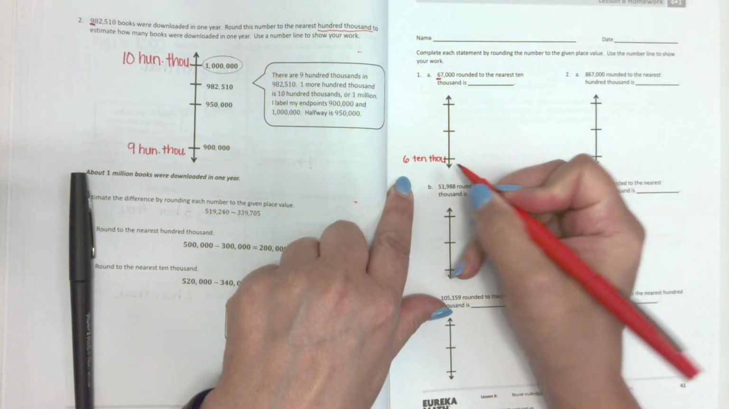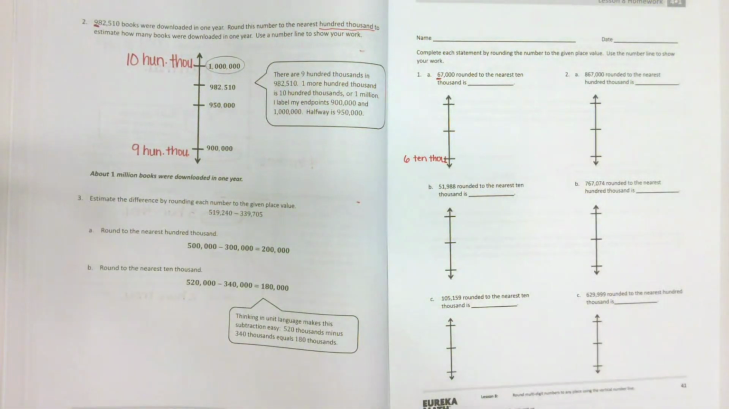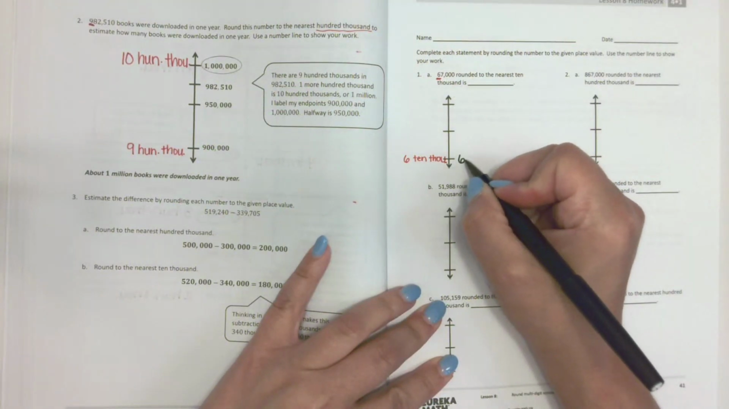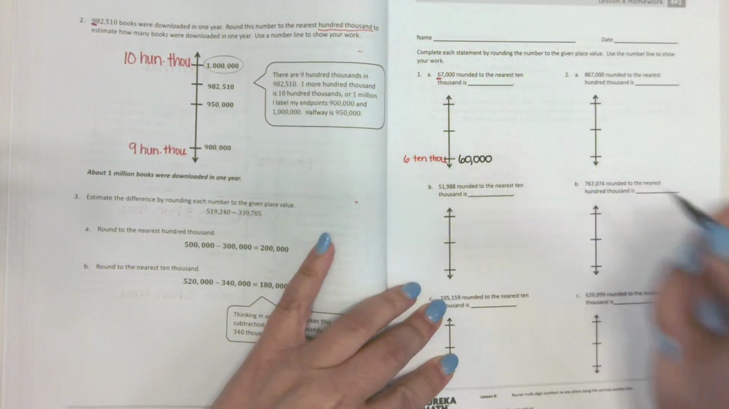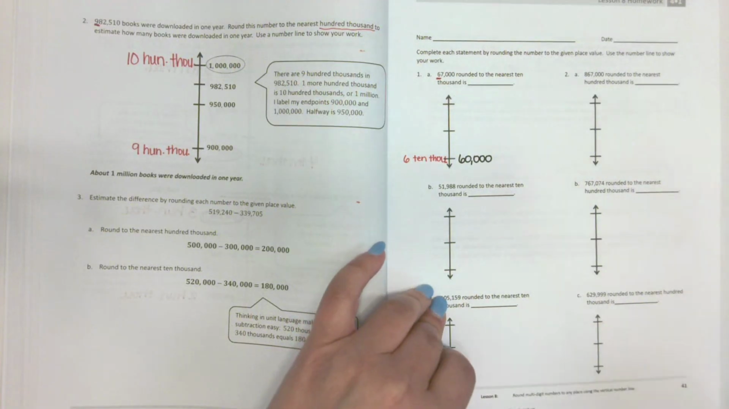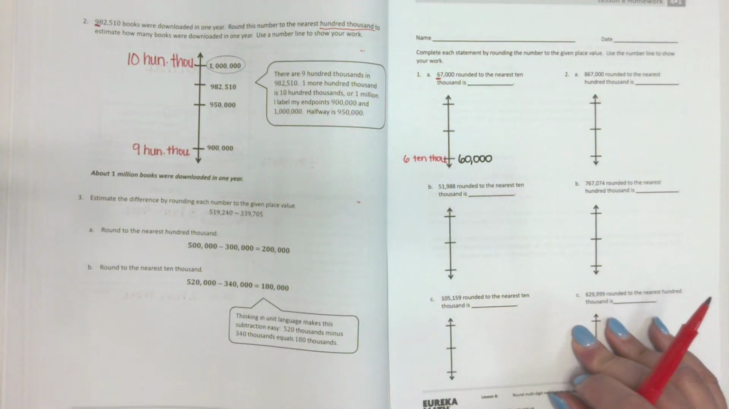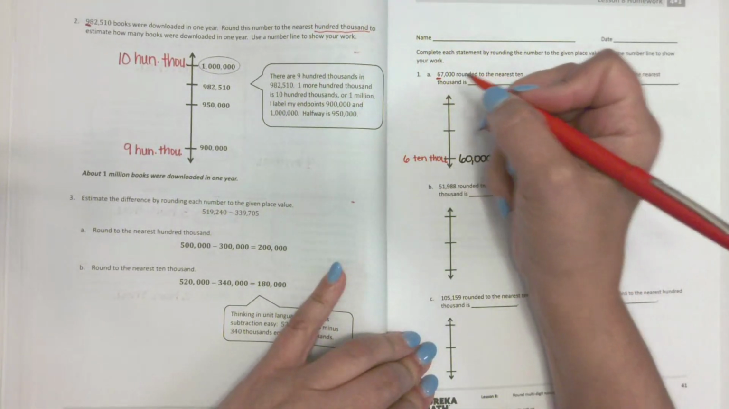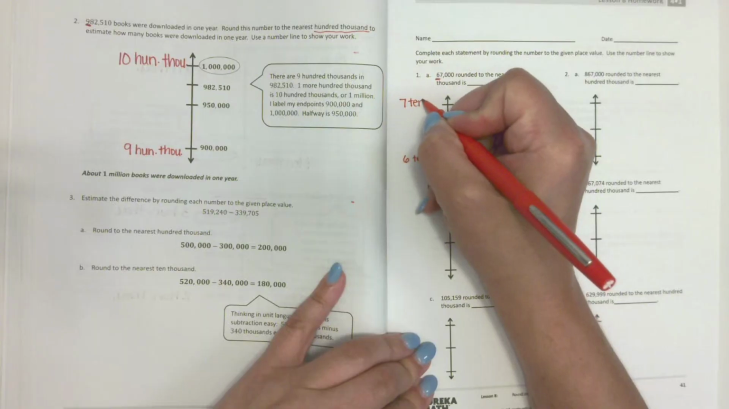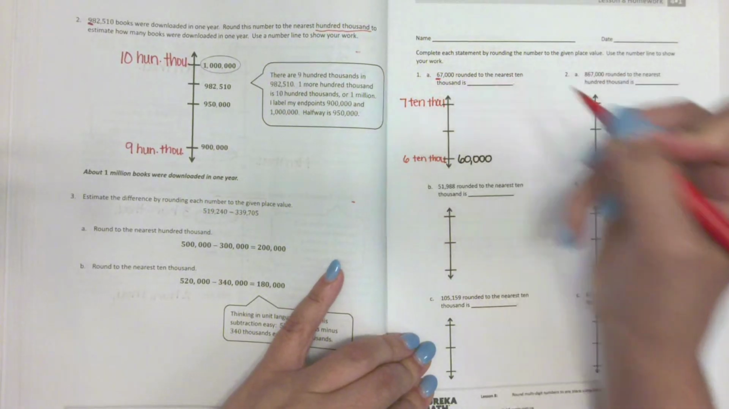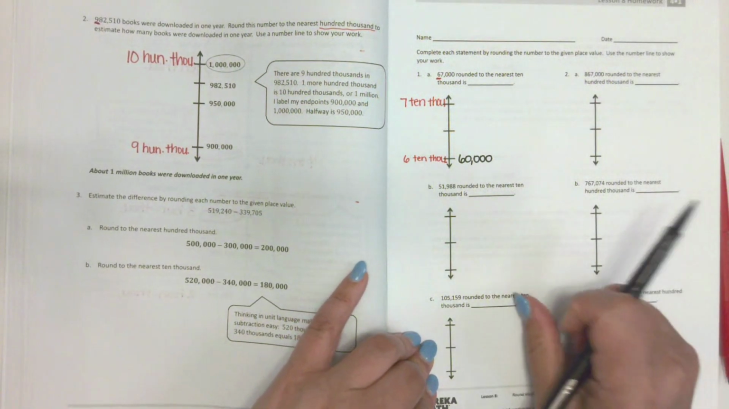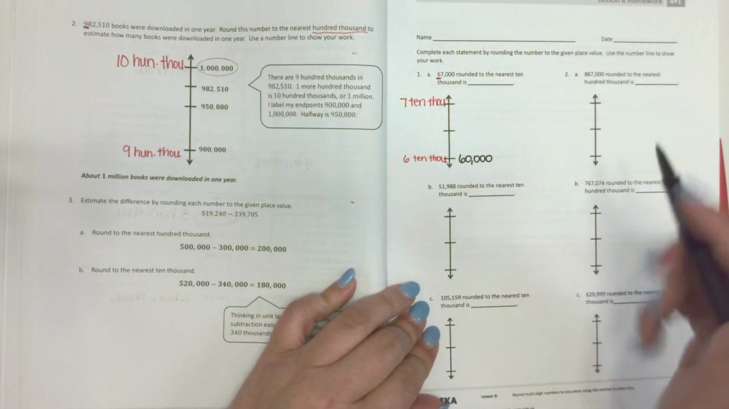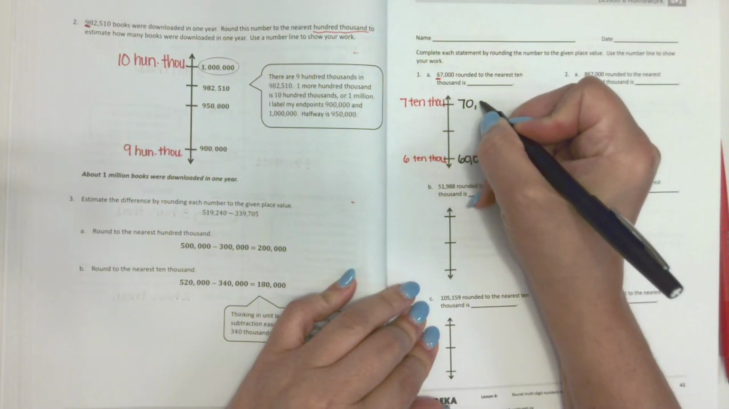6 10,000s. What number is 6 10,000s? In standard form, it's 60,000. Now, for the top endpoint, what's the next 10,000? It would be 7 10,000s. And what number is that in standard form? We'll write it over here. 7 10,000s is 70,000.